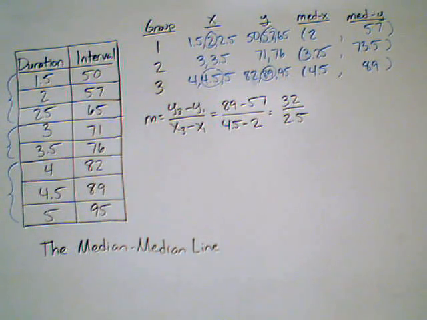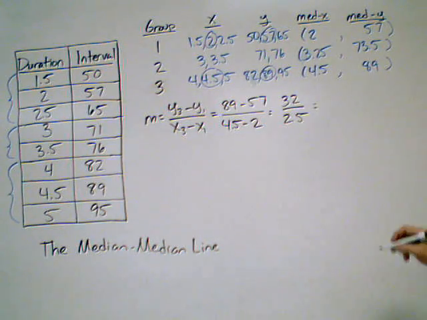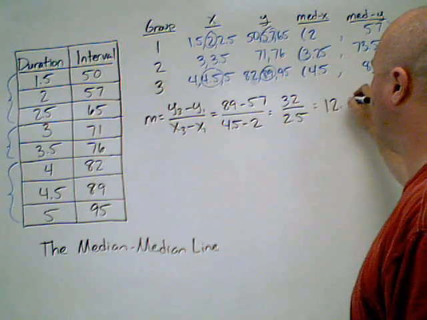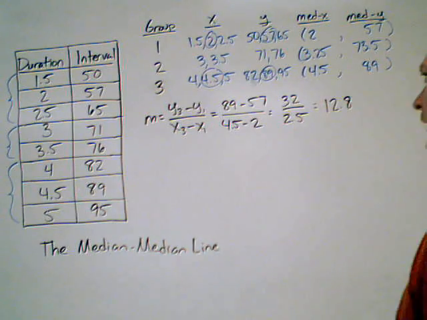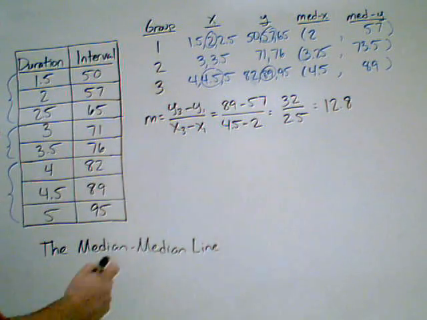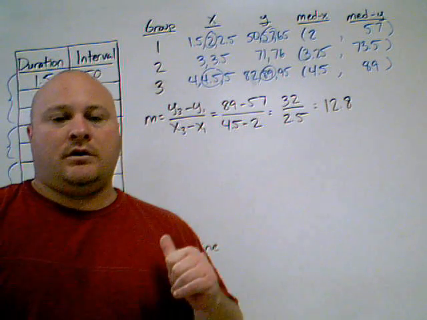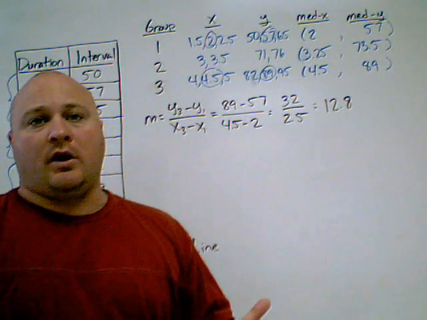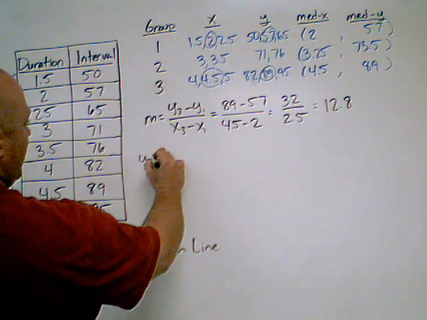Now, when I simplify this, I get a slope of 12.8. Again, don't be afraid of the decimals. It's okay. So I've got my slope, but instead of using the modified point slope form that I used with eyeballing, now I'm going to use a formula to find my y-intercept.